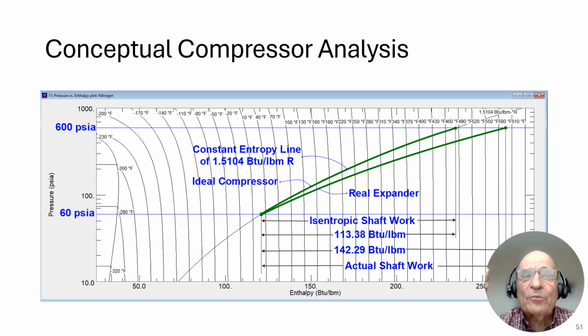Take note that for a compressor, the work required is higher than the ideal work. And for an expander, the work that comes out of the expander is less than the ideal work. It's always a loss of available energy. In this case, you have to put more energy in order to compress the gas. And in the expander's case, you get less energy out than what would be the ideal expander.